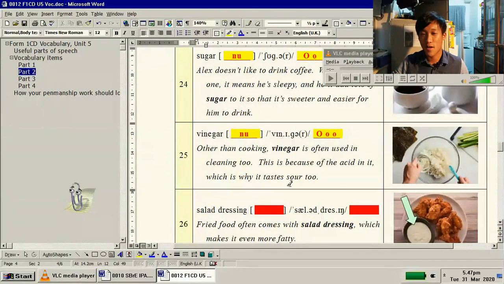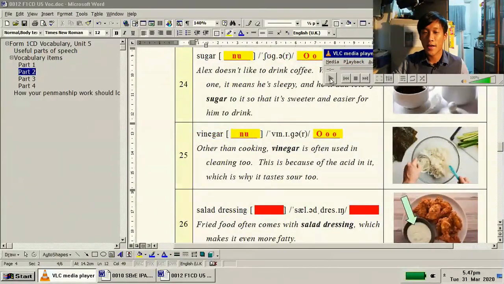Vinegar. So let's practice reading. Vinegar. Other than cooking, vinegar is often used in cleaning too. This is because of the acid in it, which is why it tastes sour too.